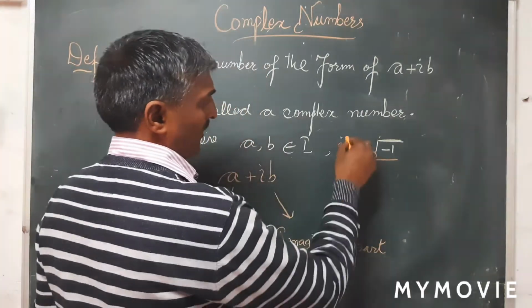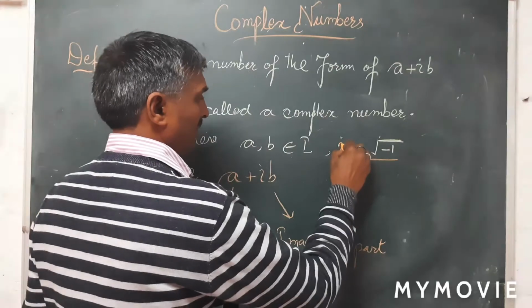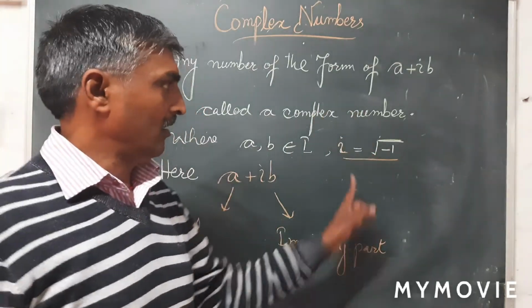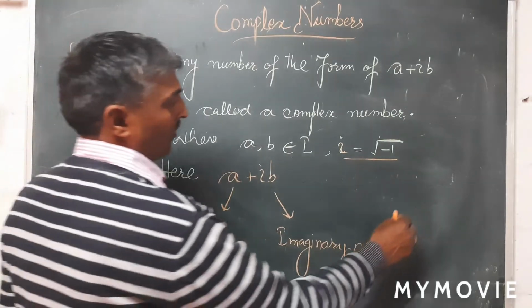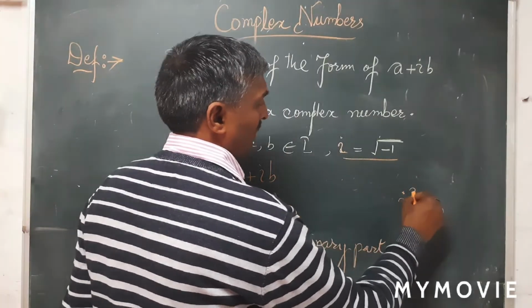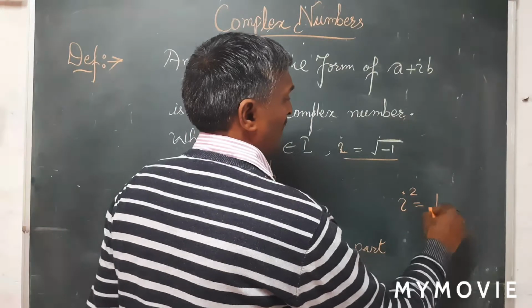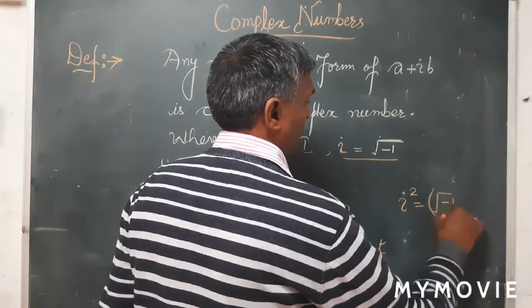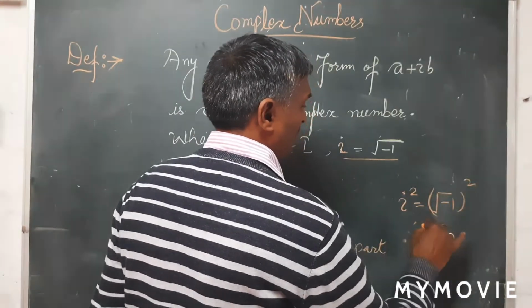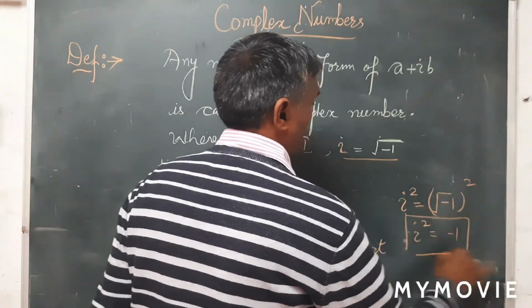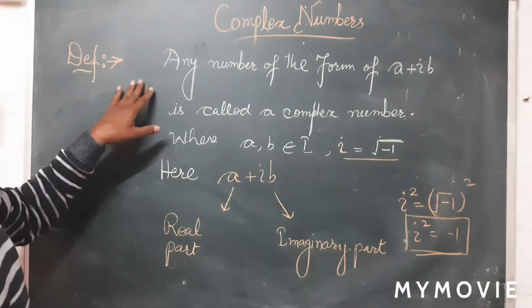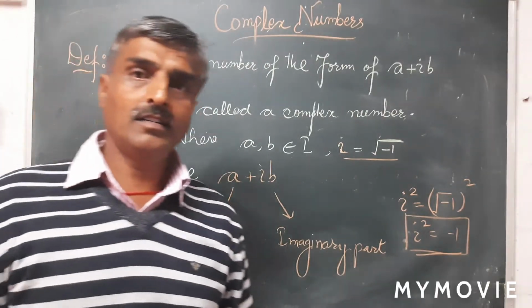This is known as iota. Iota is the square root of minus 1. Iota square is then minus 1 squared, that is, iota square is equal to minus 1. Remember it. This is the definition of a complex number, right?